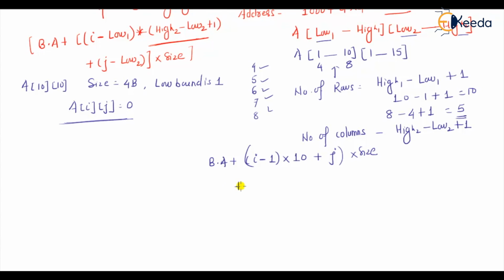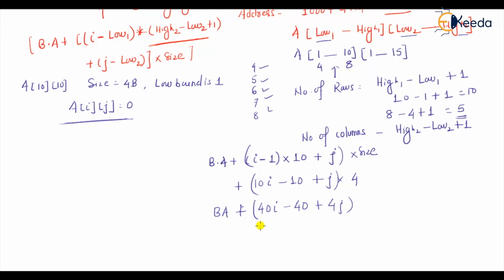Now I can rewrite this as 10i minus 10 plus j, and into the value of size, which is 4. So now I can rewrite it as 40i minus 40 plus 4 times j, and I can add the base address here. So I hope I am clear over here.